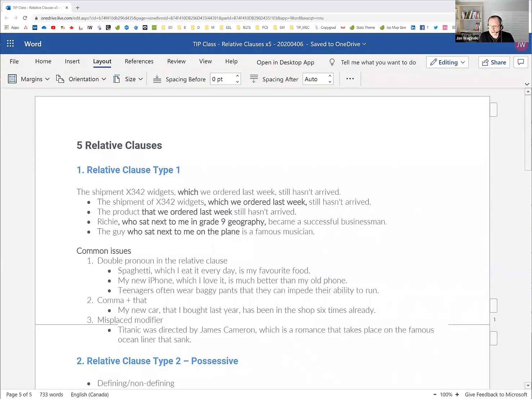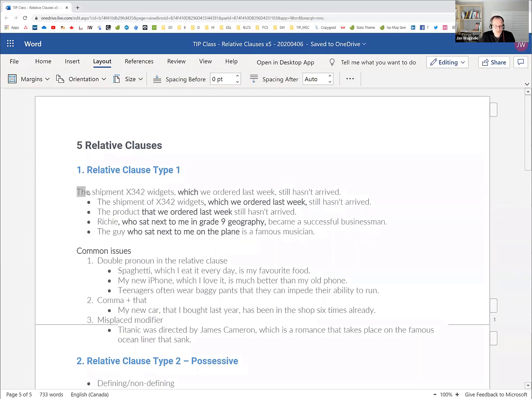Okay, so I just wanted to do a quick lesson to follow up on our previous grammar lesson. I just wanted to go over 5 kinds of relative clauses. The first one, by far the most common one, is the one that we covered several times.